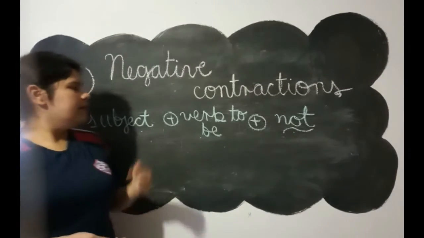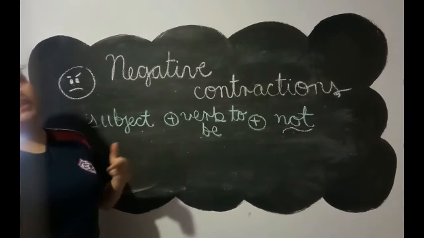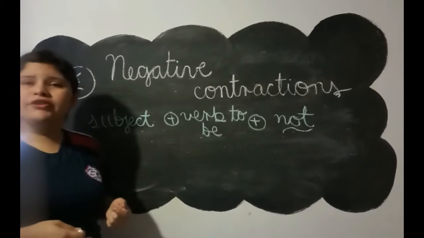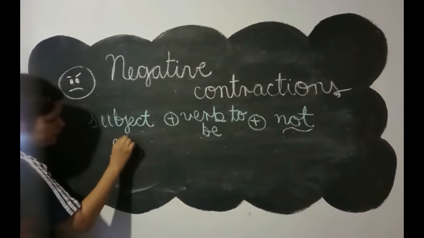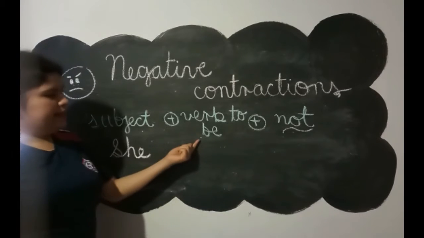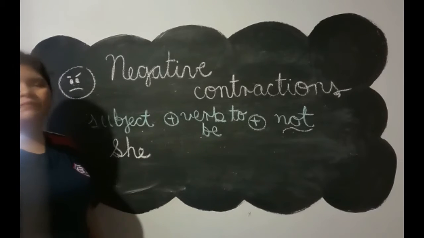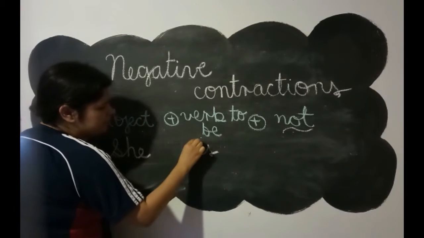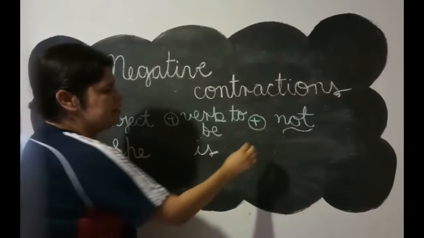This time, I'm going to choose a different subject. He, she, it, you, they. So this time, I'm going to use she. She is, she are, or she am. She is the answer. She is not.